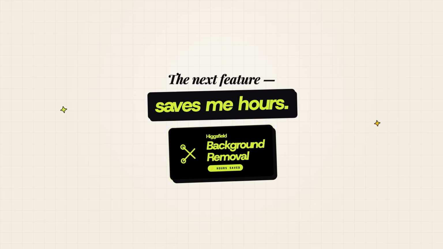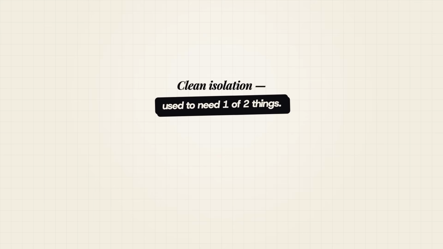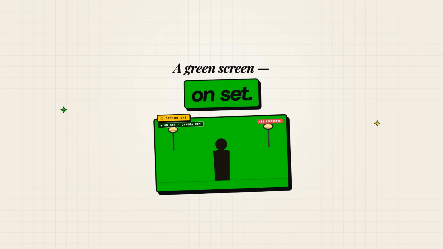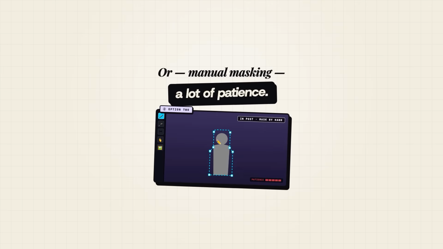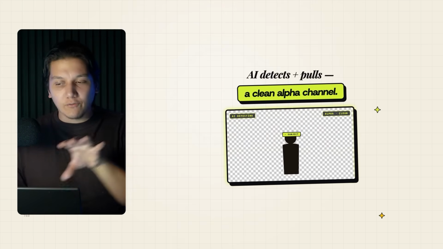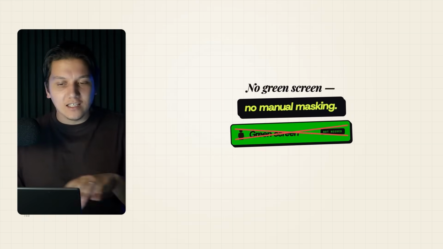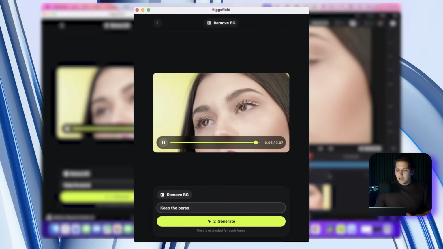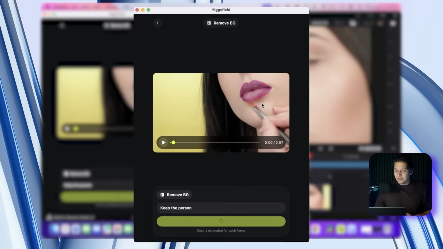It's background removal. Clean subject isolation used to require one of two things: a green screen on set or a lot of patience with masking tools in post. Remove BG or remove background uses AI to detect your subject and then pull a clean alpha channel. There's no green screen, there's no manual masking. I simply just click on remove BG and then select my base clip and then just hit generate.